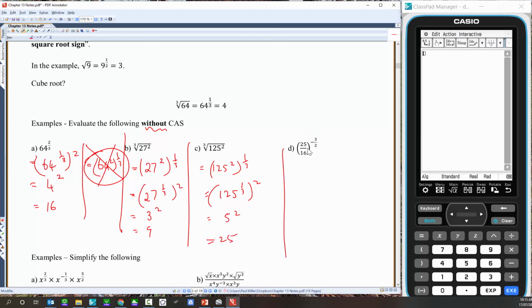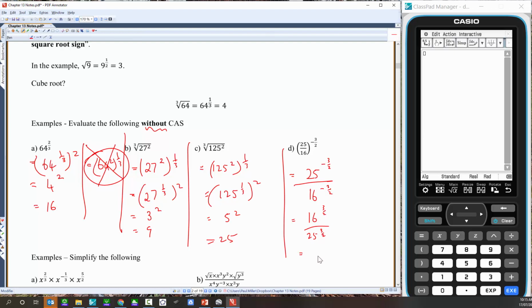All right, this one. A couple of ways of doing this one. So what I'm going to do first of all is rewrite this as 25 to the negative 3 on 2 over 16 to the negative 3 on 2. Now I'm going to use the negative index law to bring that to the top, that to the bottom. So that's 16 to the 3 on 2 over 25 to the 3 on 2.